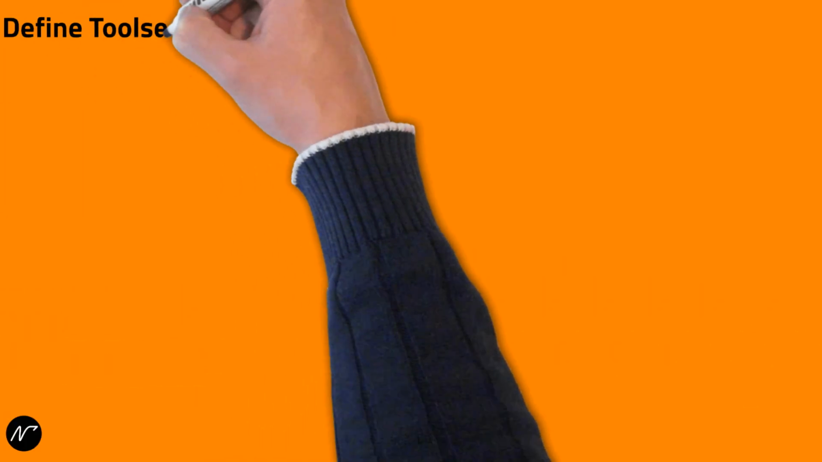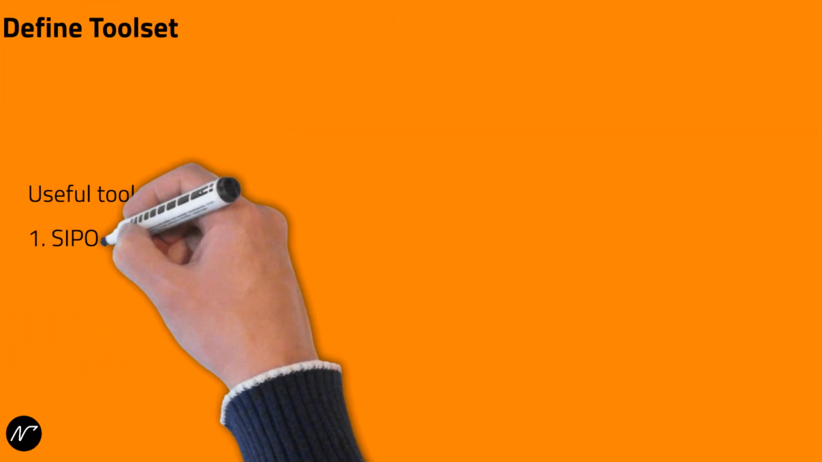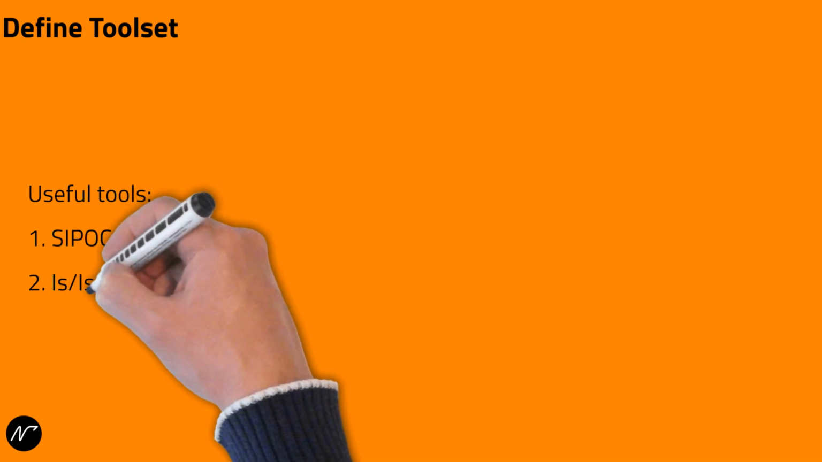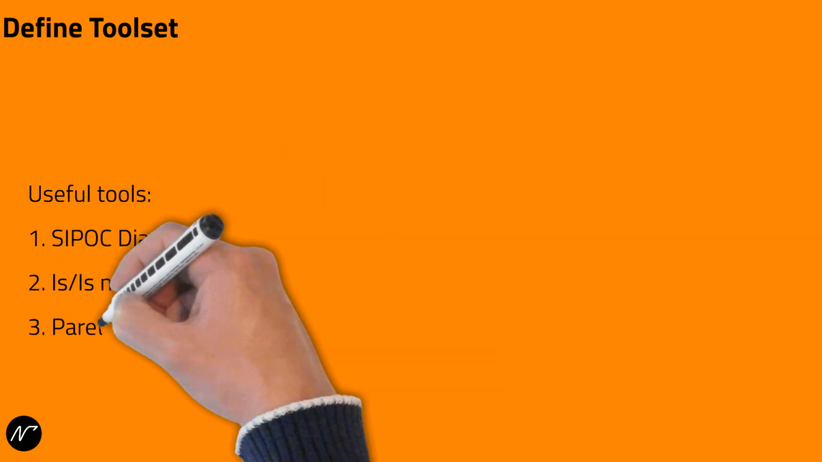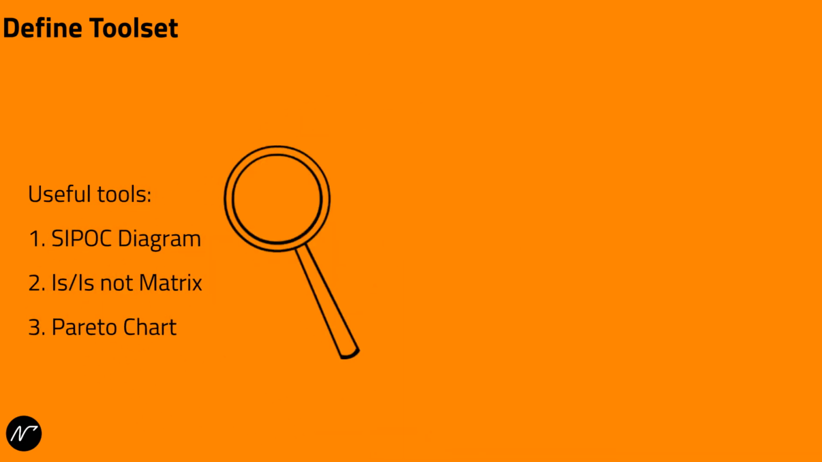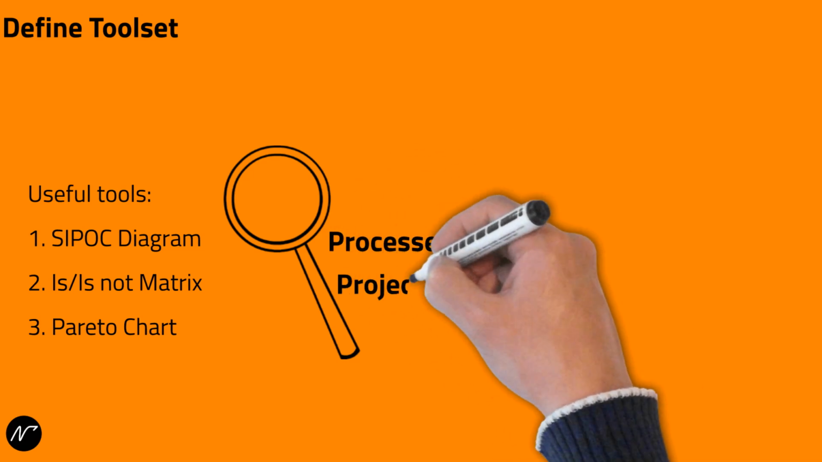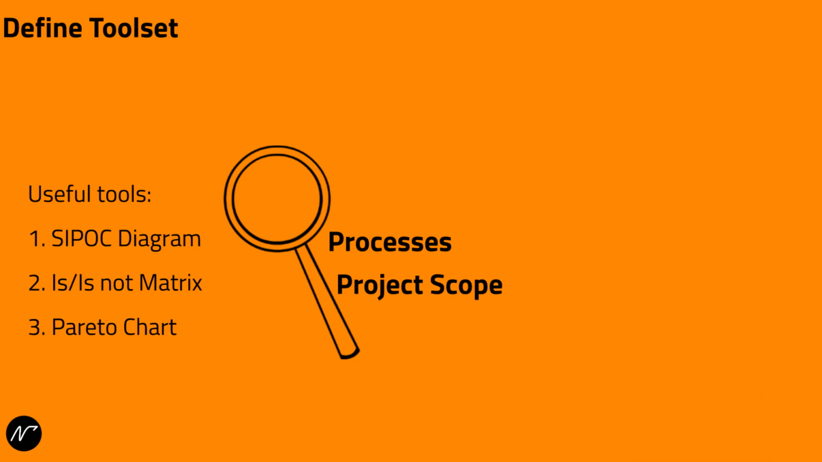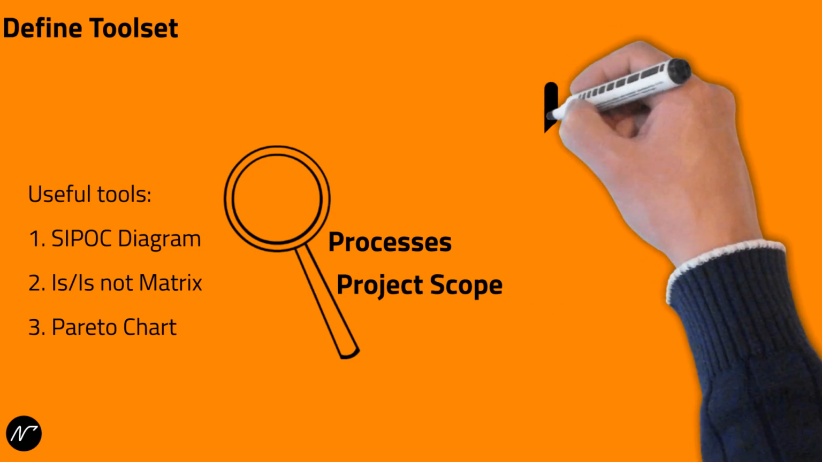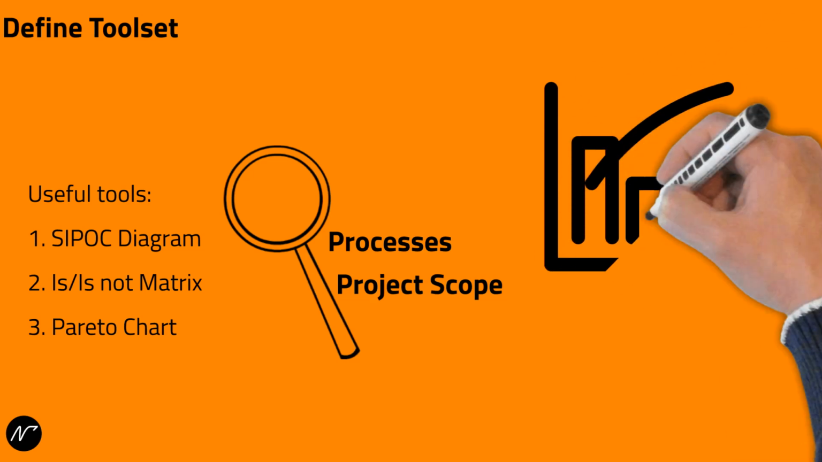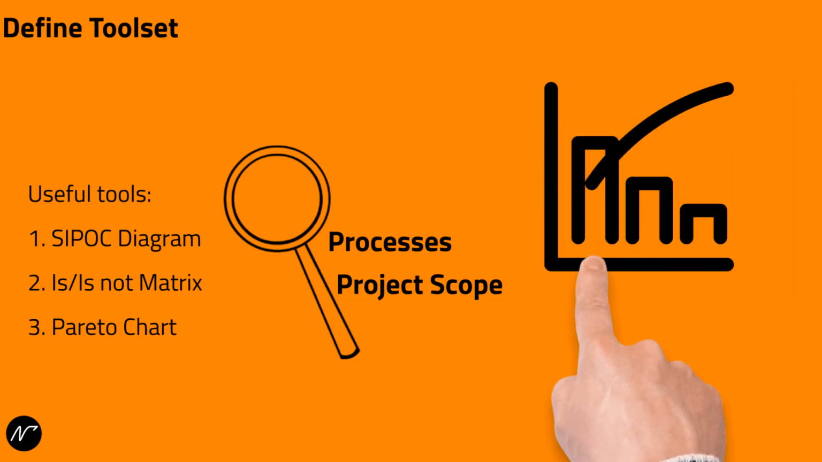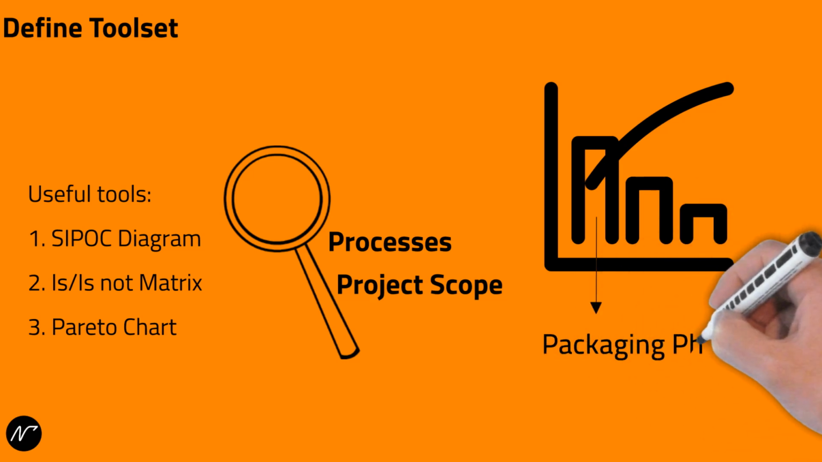The define phase is powered by tools like SIPOC diagrams, the is/is-not matrix, and Pareto charts, which help teams clearly define processes and identify project scope. These tools ensure a structured approach to problem solving, laying a strong foundation for success. For the order processing example, a Pareto chart may reveal that 55% of delays are caused by 20% of the process, specifically the packaging phase.